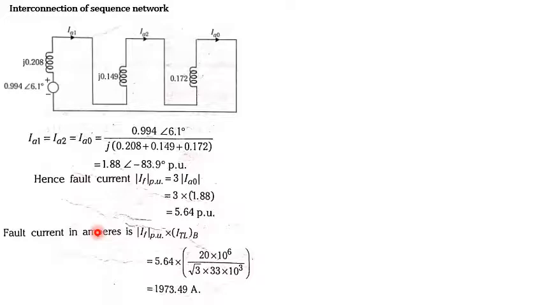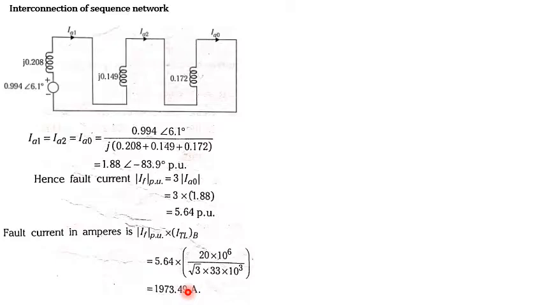There is a fault at the middle of the transmission line, meaning on the transmission line side. So what is the value of the current across the transmission line? This is the base value. So what is the base value? The MVA base on the transmission line side is 20. And what is the value of the transmission line voltage? The new value we are talking about, not the actual value. That is 33 kV multiplied by root 3. So you'll get 1973.49 amperes of current which is flowing.